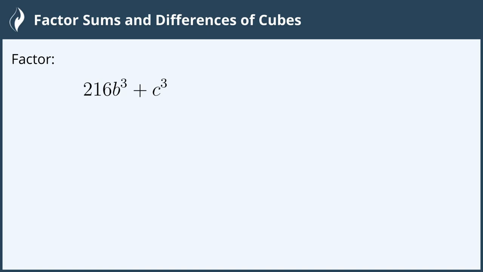Hi everyone! In this video we will factor binomials that follow the pattern of a sum or difference of cubes. Factor 216b cubed plus c cubed. Here we have a sum because it is an addition sign.